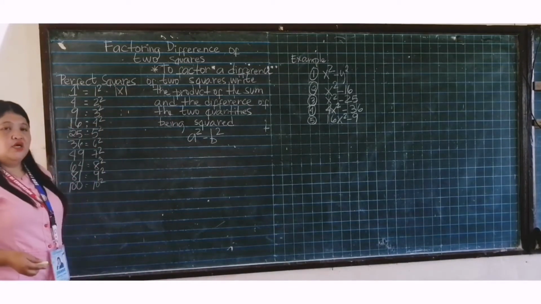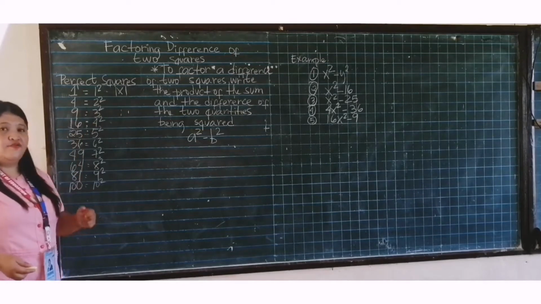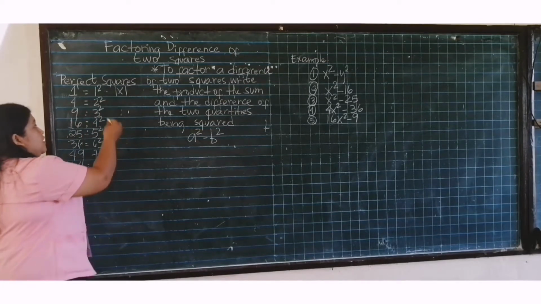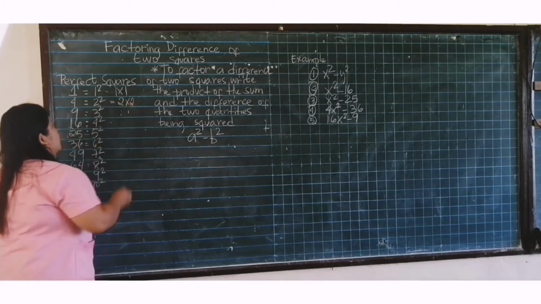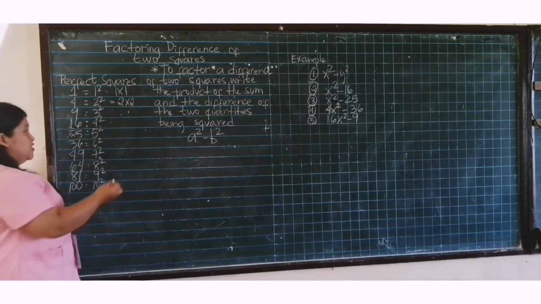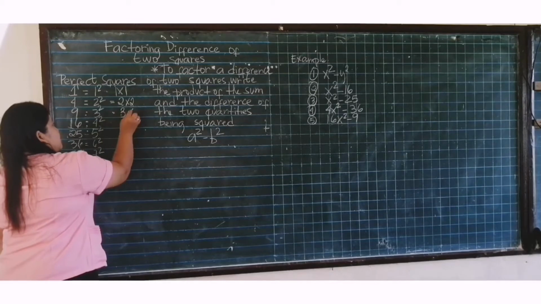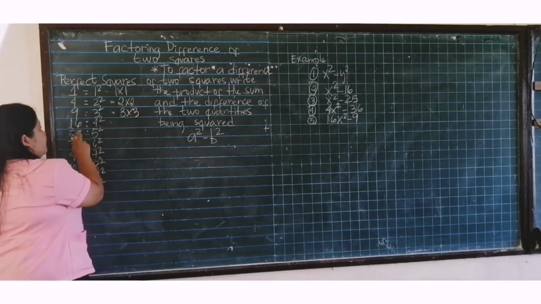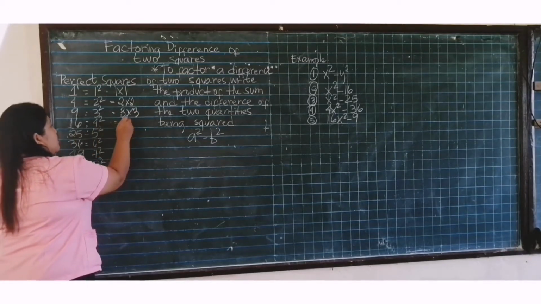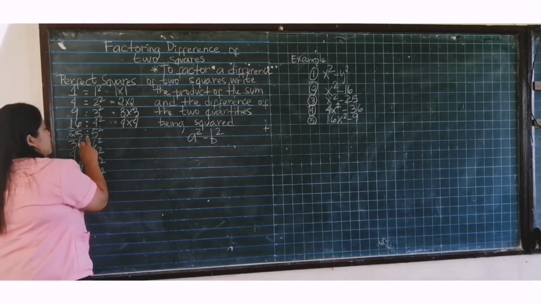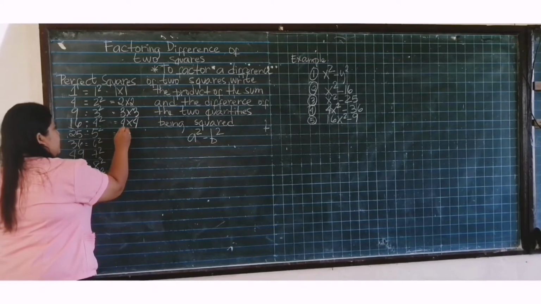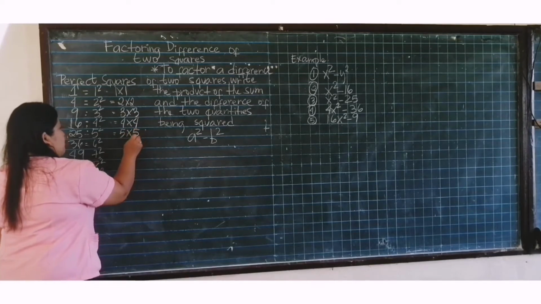Next, we have 4. If written into an exponential form, it's 2 squared. This would be equal to 2 times 2. And 9 is equal to 3 squared. We can write this as 3 times 3. And then for 16, we have 4 squared. This is 4 times 4. And then 25 is equal to 5 squared. We can write this as 5 times 5.